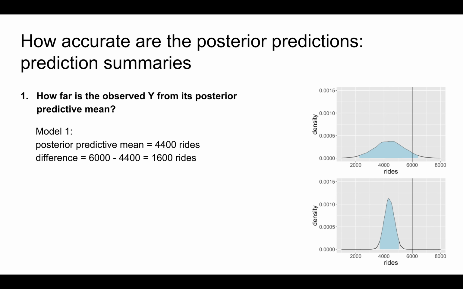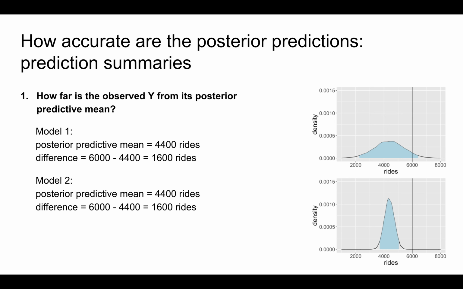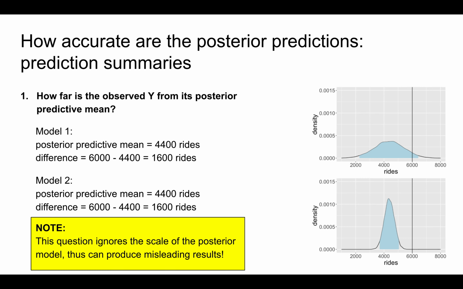In fact, the result is the same for Model 2. Just as with Model 1, the posterior predictive model here is centered around 4,400 rides. Thus, our observed 6,000 rides outcome is 1,600 rides above this posterior mean prediction. This result reveals a flaw in just focusing on the raw distance between an observed outcome and its posterior predictive mean. Mainly, it ignores the scale of the posterior model, thus can produce misleading results.